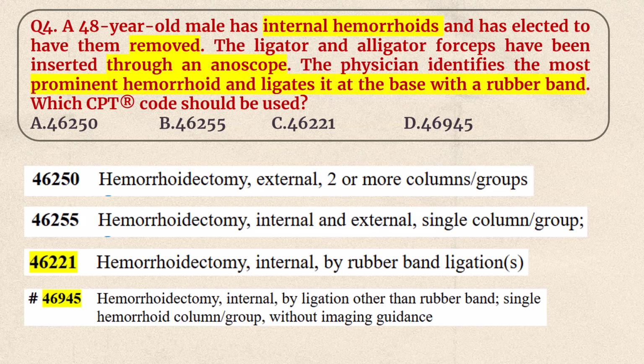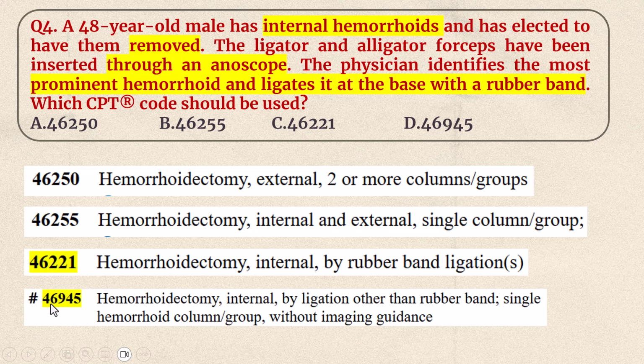When you go to the codes, 46250 is hemorrhoidectomy, external, 2 or more columns or groups. In this case, only one prominent hemorrhoid was ligated with the rubber band. So this answer is not suitable. The second one is 46255, that is hemorrhoidectomy, internal and external, single column. Here it says hemorrhoidectomy, but in our case, the hemorrhoids were ligated. The 46221 is hemorrhoidectomy, internal, by rubber band ligation. So this is the correct answer. The rubber band ligation is used in the case. So the 46221, that answer C is suitable.